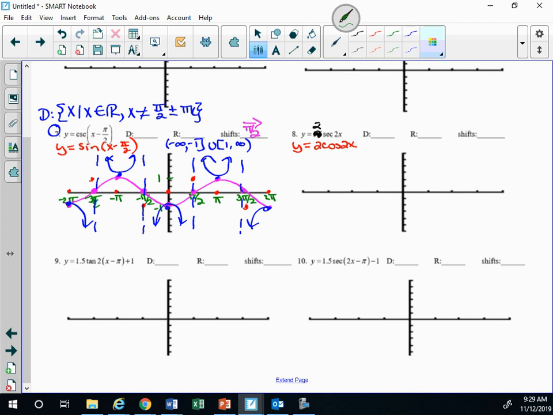What does the 2 out in front do? Okay, so it's stretching it vertically. What does the 2 by the x do? Changes the period. So make sure you relabel that x-axis. I'll give you a minute to work.